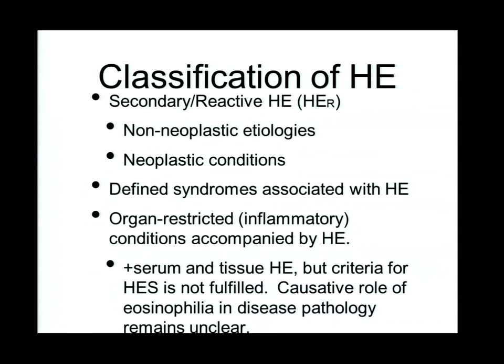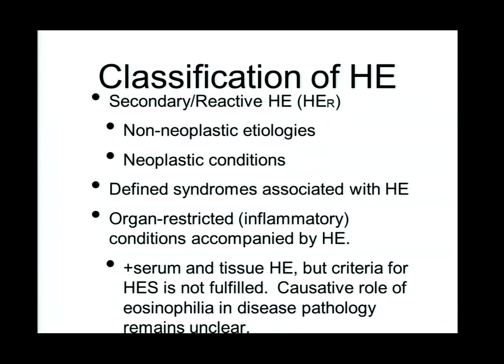And that's categorized into two subsets. There are the non-neoplastic causes, and then there are neoplastic conditions. And really, secondary is due to whatever pathogenesis there is. There's an increased release of eosinophilopoietic cytokines, inducing elevation of eosinophilia. And then there are these defined syndromes associated with hypereosinophilia, and we'll go through the differential diagnosis for that.